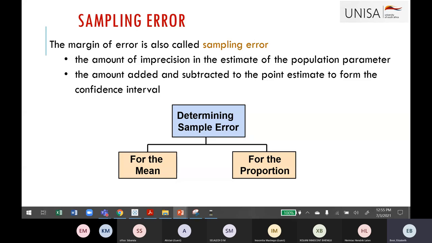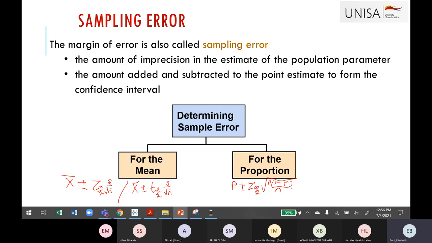By now, you should know what I'm talking about, because for the confidence interval for the mean, we have x bar plus or minus the critical value times the standard error, or x bar plus or minus t alpha divided by 2 and the standard error. And for the proportion, we have, we just did it now, plus or minus z alpha divided by 2 times the square root of P times 1 minus P divided by N.